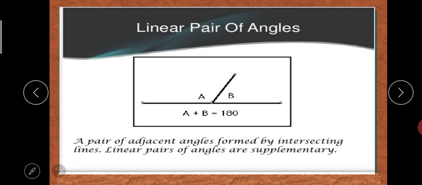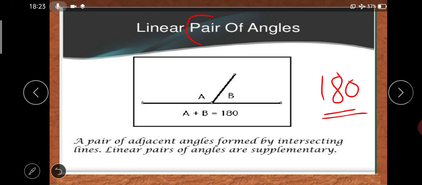Next, linear pair of angles. Now the measurement of a linear pair of angles is also equal to 180. Now you will ask, what is the difference between a linear pair of angles and a straight angle? A straight angle is a single angle, and we get 180 when its measurement is exactly 180. In a linear pair of angles, we use the word pair, which means two angles are formed using a common arm.